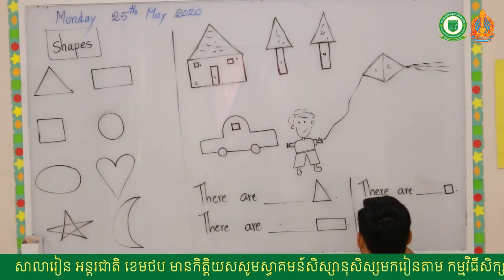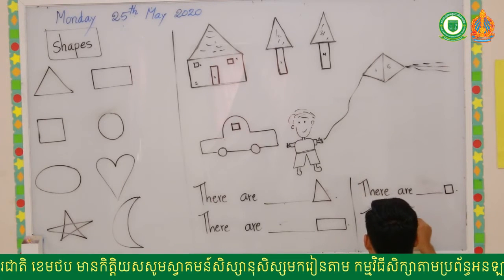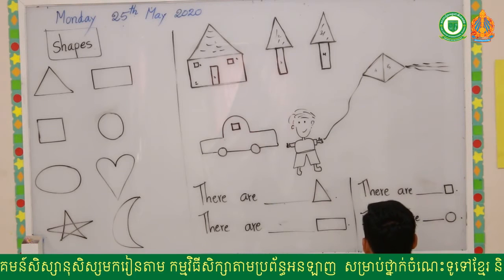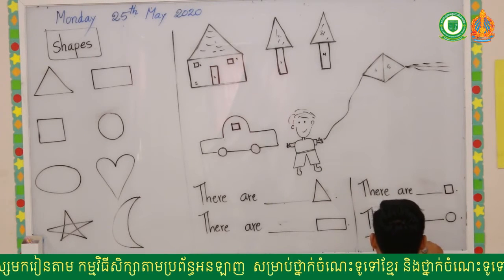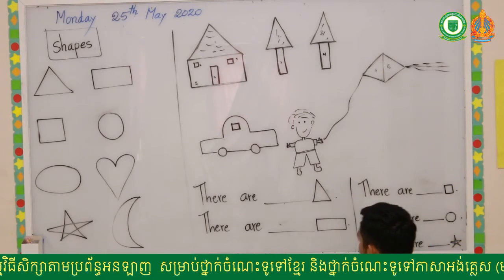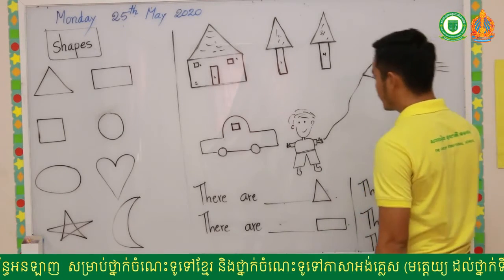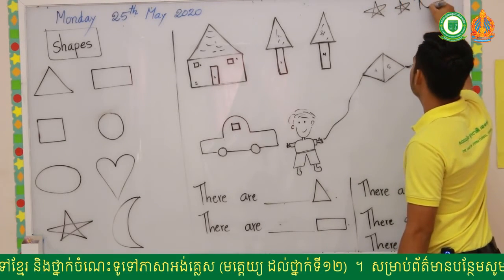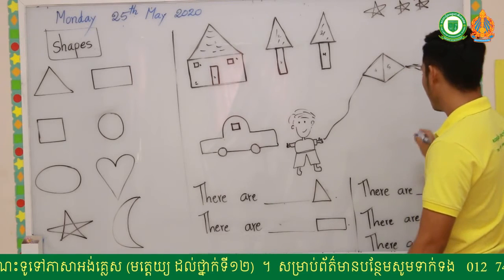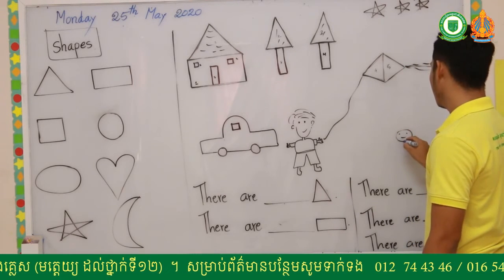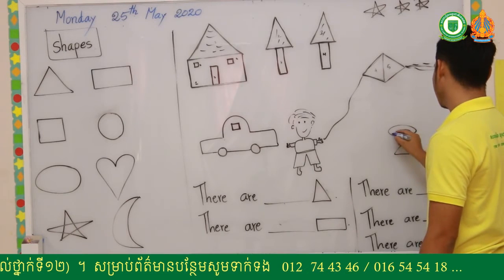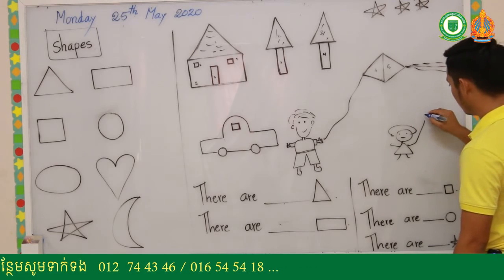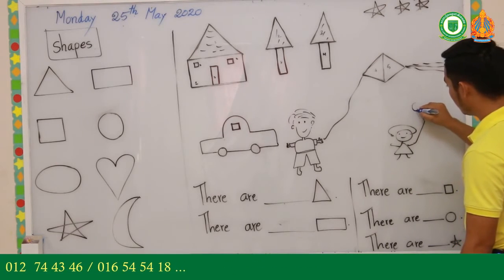Okay, you find circle, and they are stars. Okay, I want you to find star too. Okay, I will draw more pictures. I will draw stars here, stars here. Okay, star here, and then I will draw a girl who is playing with a balloon. Okay, balloon right here. Okay, balloon here.